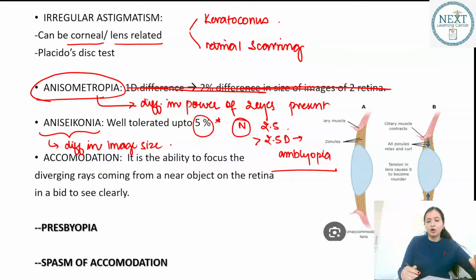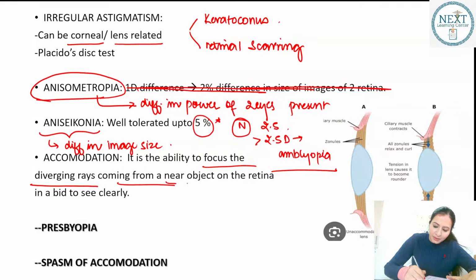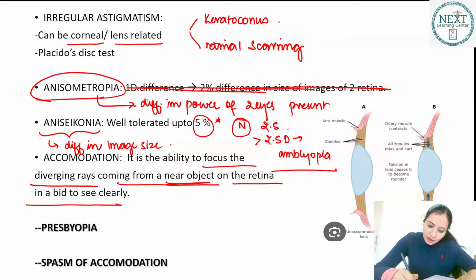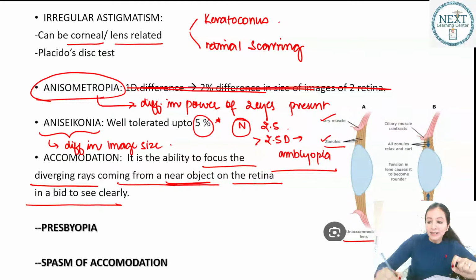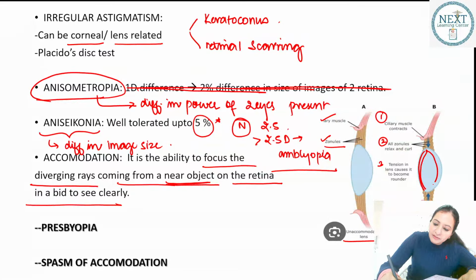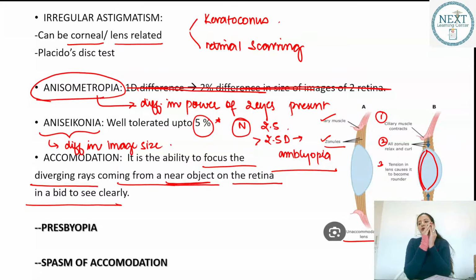Now is accommodation. Accommodation is the ability of the eyes to focus the diverging rays that are coming from a near object on the retina in a bid to see clearly. So, we know that lens is suspended by the ciliary zonules that are coming from the ciliary muscle. This is an unaccommodated lens. But in accommodated lens, what happens is the ciliary muscle will contract, that will lead to curling of the zonules, which will lead to tension in the lens, and that will make it more round or more globular, thereby helping in accommodation.